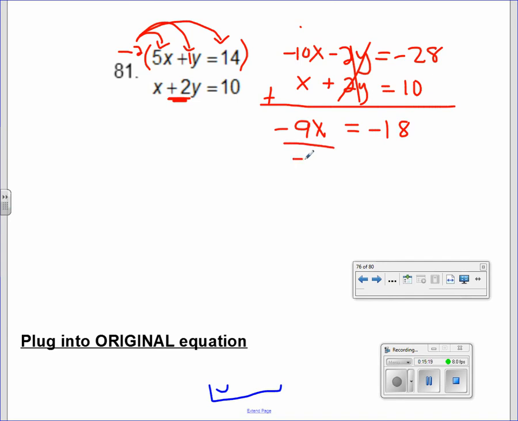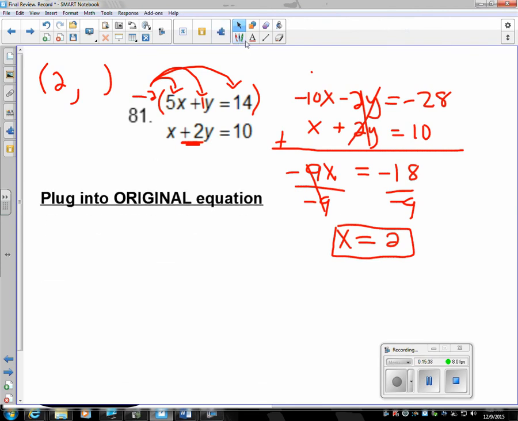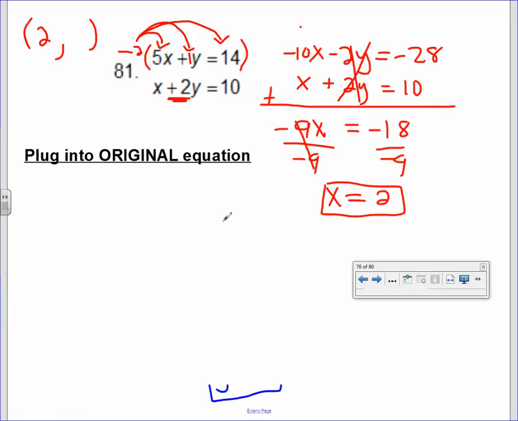So I'm going to divide by negative 9 on both sides. And I get that x is equal to a positive 2. So I know when these two lines cross on a graph, the x-coordinate of that point is going to be a positive 2. Now what I need to do is figure out what the y value is going to be. And when we do that, we're going to just plug our x value back into the x in one of our original equations. So you can choose either the top original equation or the bottom original equation.